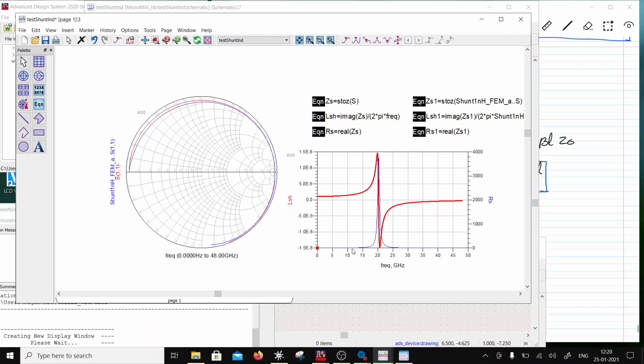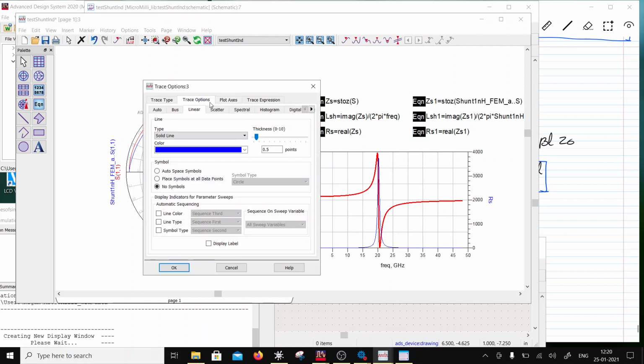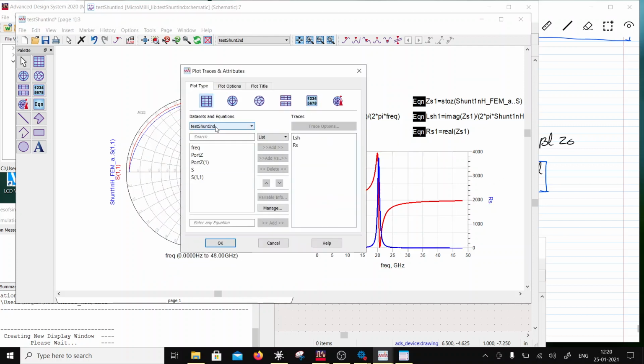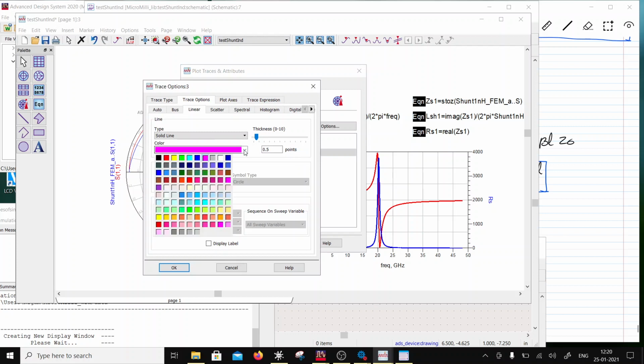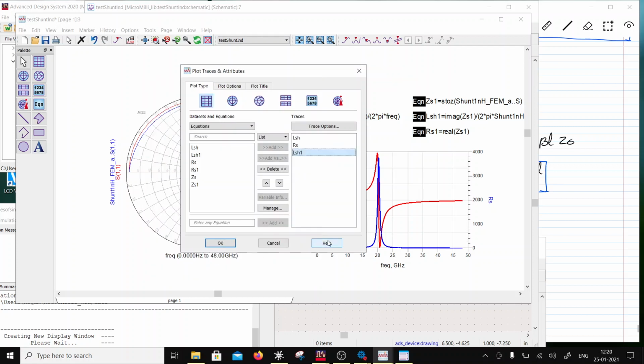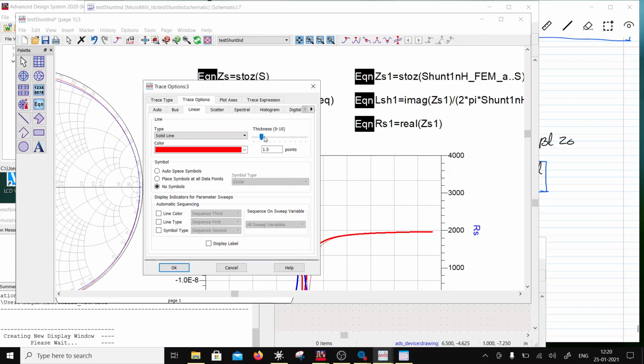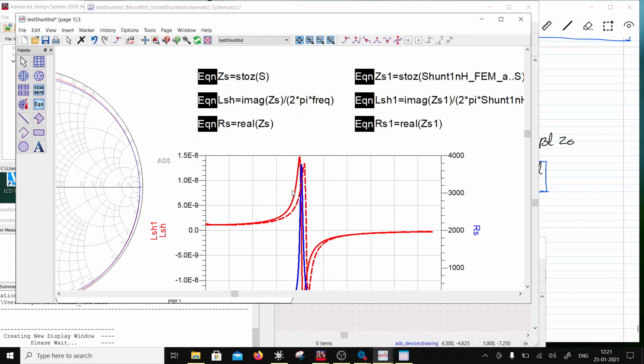So the solid curve is the model, right? So let's just do this, and then I'm going to put here LSH1, which is from EM simulation, and make it dotted. So I'll make it red. Let's first see how this turns out to be. So it has come up, so the capacitance is high, right? Because we put 55. We should not be putting 55, but still let's go here and let's make this one as dotted, short dash. Okay, so this is my EM and this is my model.